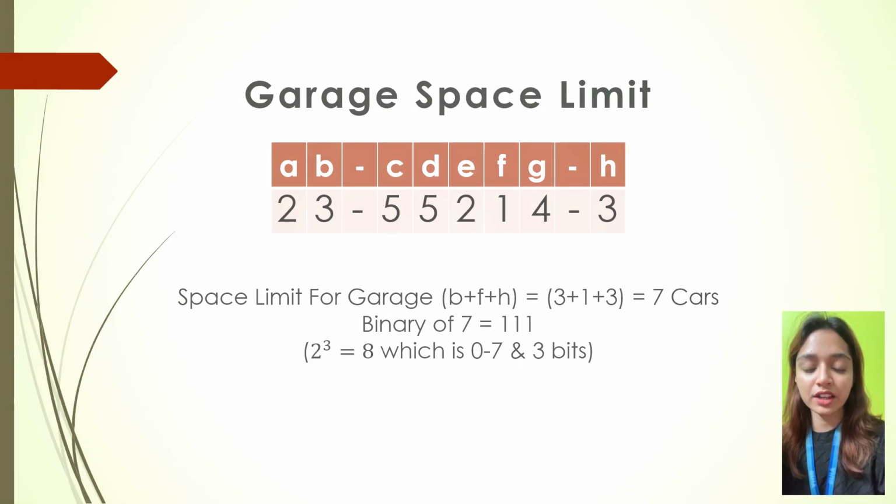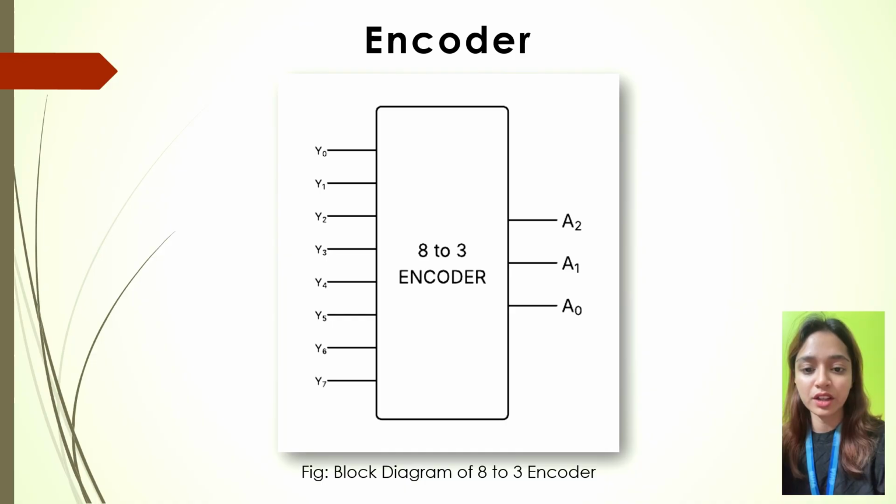I am describing the encoder block diagram and truth table. To process the inputs from the parking slots, we use an 8 to 3 encoder. The job of this component is to take 8 individual inputs representing the status of parking slots and convert that information into a 3-bit binary output.